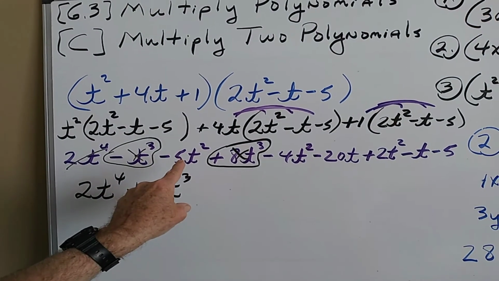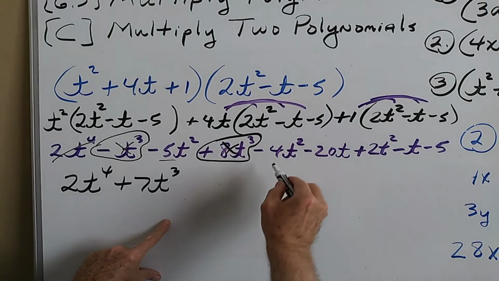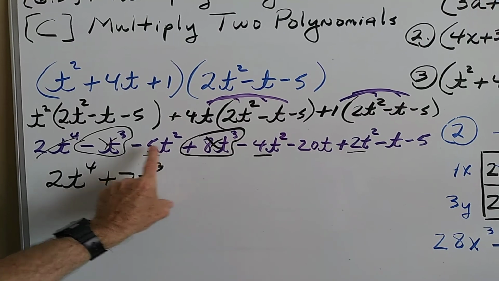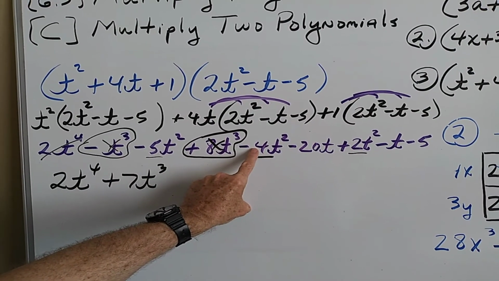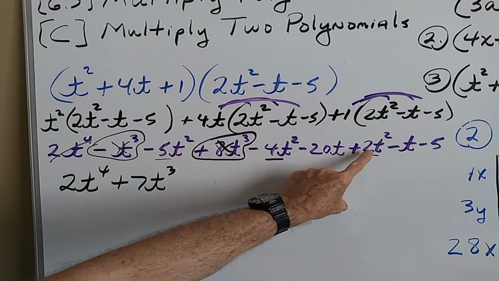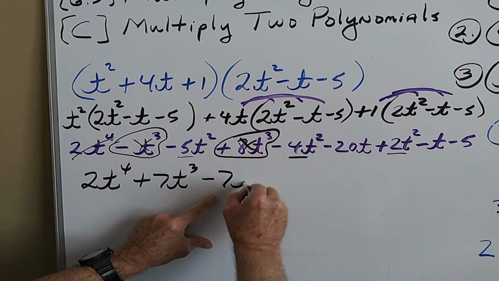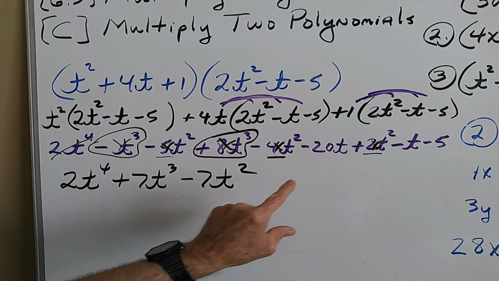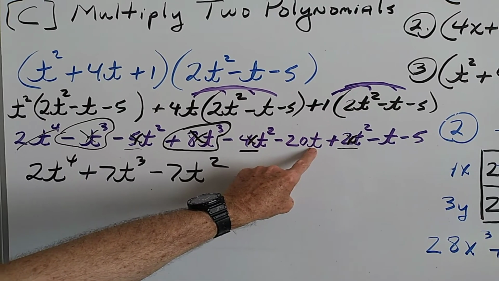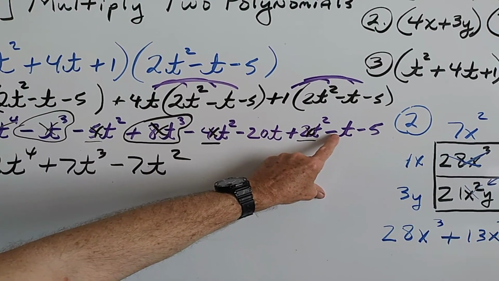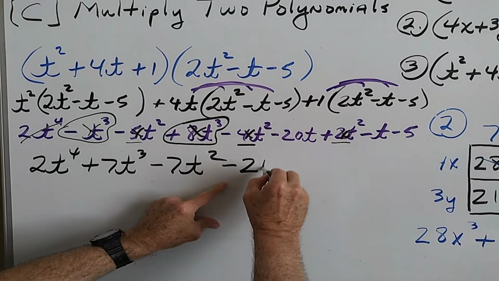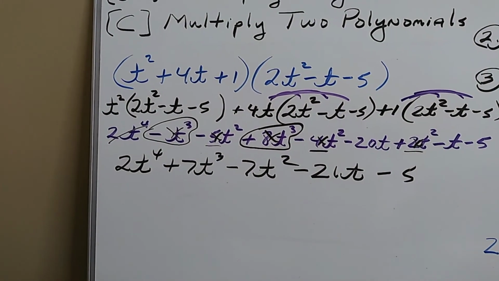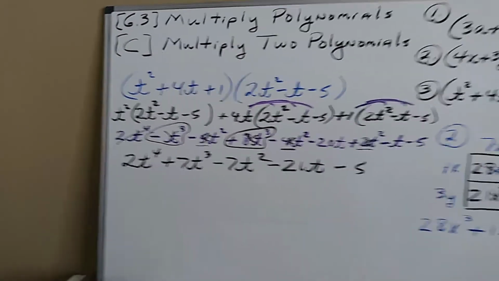Let's go to the second degree terms. We've got one of them. We've got a second. And we have a third. Negative 5 added with a negative 4 is a negative 9. Negative 9 added with a positive 2, back to a negative 7, t squared. That's done. And now let's go to the first degree terms. The last name of t, negative 20, negative 1. Negative 21t, and the caboose, negative 5. Done. There's our product. People, that's letter C.